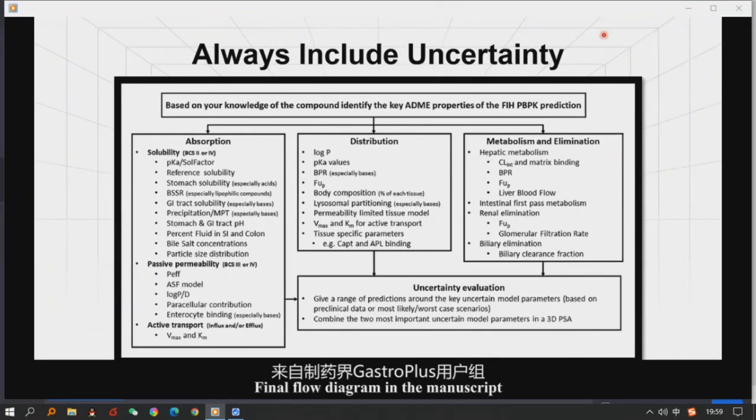The final flow diagram in the manuscript from the PharmaGastro Plus user group doesn't focus on a mechanism. It highlights the importance of always including uncertainty in your first in human PK predictions using PBPK. At first glance, this flow diagram can seem very complicated and a little bit overpowering. But in reality, for your specific compound, there will only be a couple of parameters that are sensitive and should be explored in terms of uncertainty.